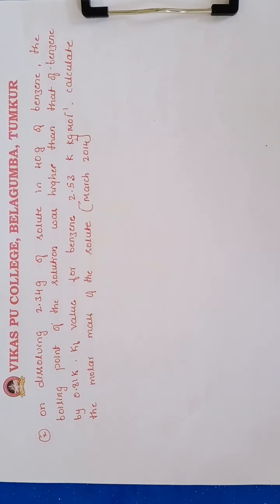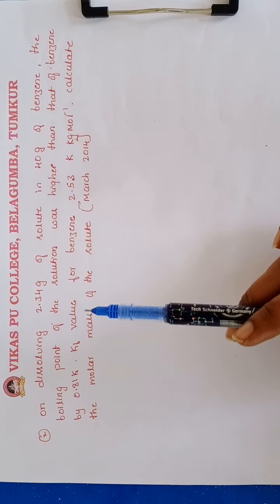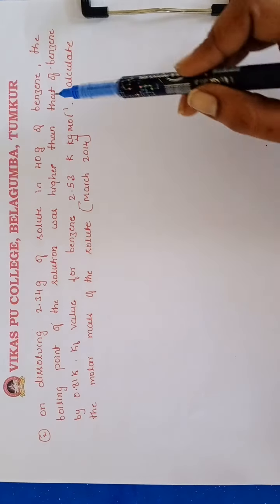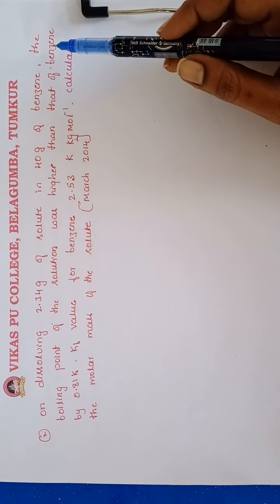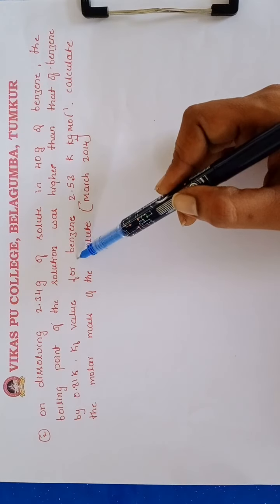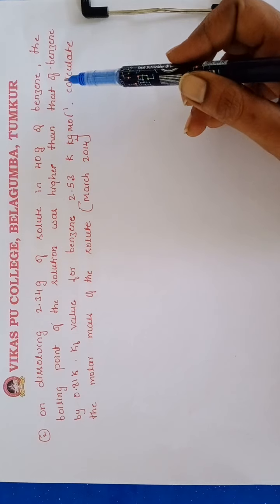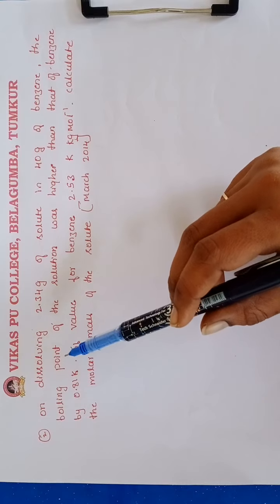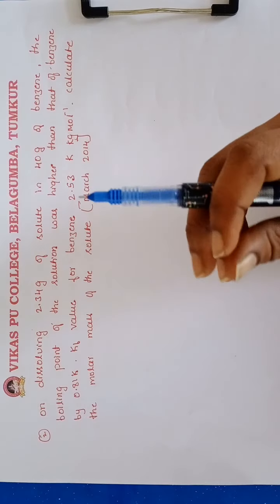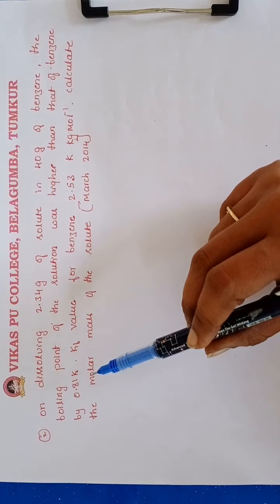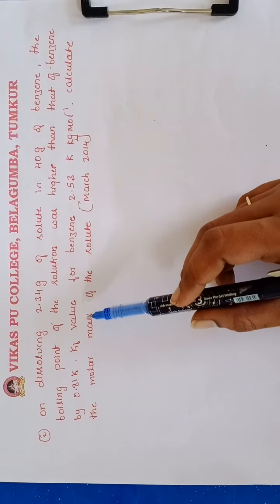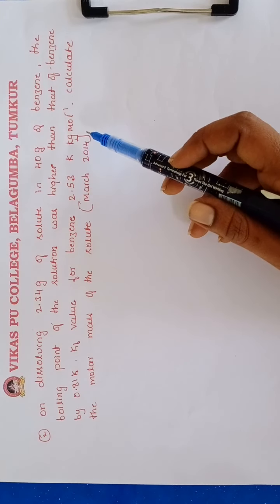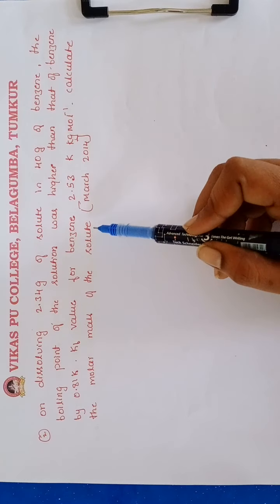Just see this problem. On dissolving 2.34 gram of solute in 40 gram of benzene, the boiling point of the solution was higher than that of the benzene by 0.81 Kelvin, which is nothing but the change, the increase of the boiling point. The Kb value for the benzene is 2.53 Kelvin kg per mole. Calculate the molar mass of the solute.